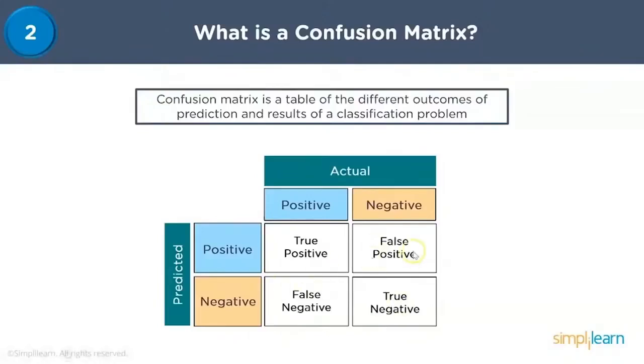Next we have false positive. Now false positive is also known as type 1 error. In false positive, the predicted value was falsely predicted. The actual value was negative, but the model predicted a positive value. Finally, we have false negative. Now false negative is also known as type 2 error. So in false negative, the predicted value was falsely predicted. The actual value was positive, but the model predicted a negative value.